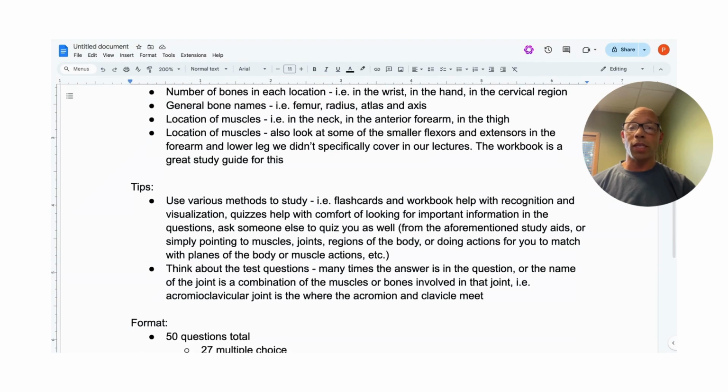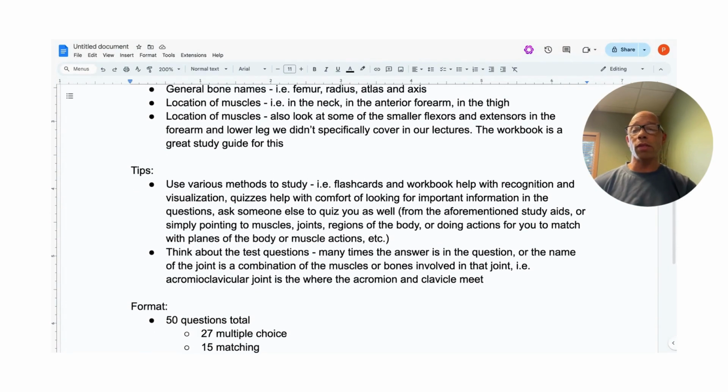So some of the tips that I would say: use various methods of study. Some of you have started doing flashcards. That's awesome. The workbook itself as well. Those couple things help with recognizing muscles and bones. And also, if you have something written or you rewrite over and over, you have this recognition of what you're writing next to that bone or muscle. It helps with visualization as well, and just sort of placing something in a different zone of the body.